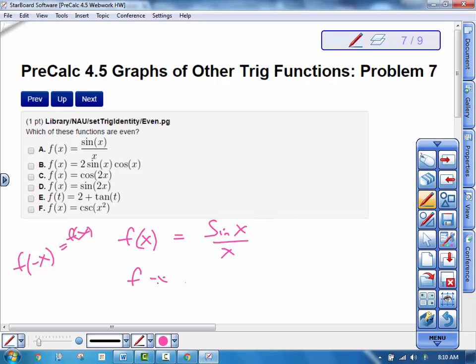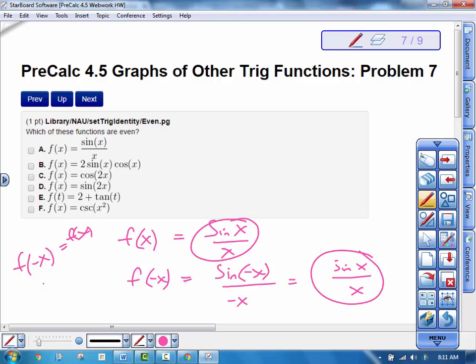So let's try that. F of negative x equals sine of negative x over negative x. Now, we know that sine is odd, which has the property of the sine of negative x equals negative the sine of x, so I can simplify that by pulling the negative out. And then that negative cancels with the negative in the bottom, and you end up getting back the original function, which is exactly what an even function does. When you plug in negative x, you get the original function back, which is exactly what happened. We plugged in negative x, we got the original function back. So that's an example of an even function.